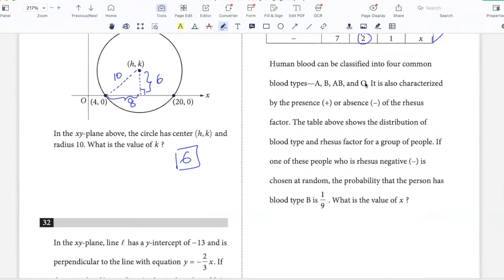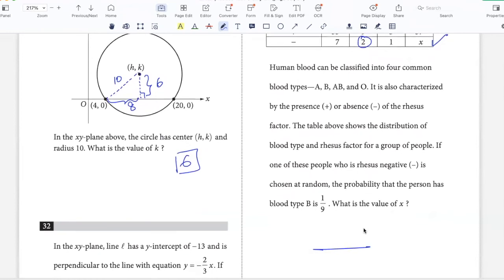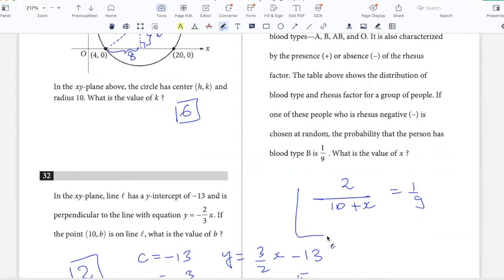Okay, so the total number of rhesus negative were 7 plus 2, 9 plus 1, 10, 10 plus X. And blood type B was 2. So 2 by 10 plus X is 1 by 9. So 9 into 2, 18 is 10 plus X. So X would be 8.